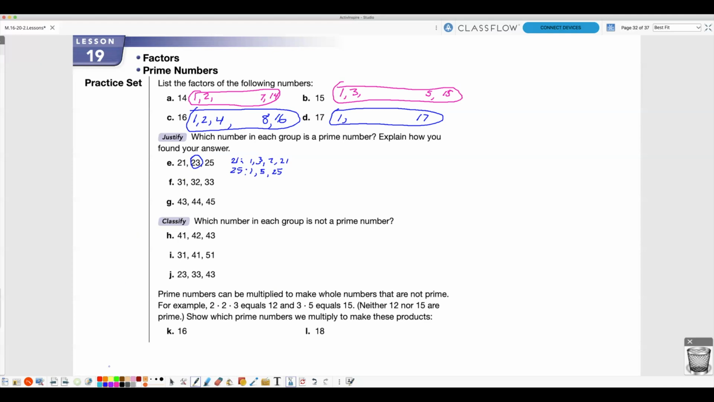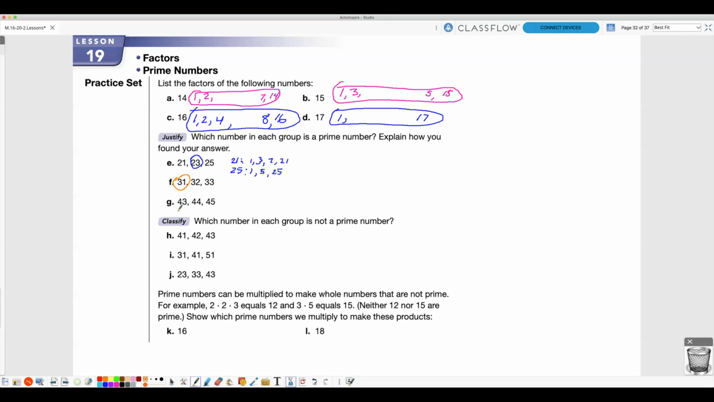Do letter F. 31, 32, and 33. All right, the prime number in this set would be 31. 32 is an even number. Anything ending in 2 is going to be divisible by 2, so therefore, because it already has 3 or more factors, it is not prime. Prime numbers can only have 1 and themselves that they're divisible by. 33 is divisible by 11, if you forgot that. It's divisible by 33 as well, and 1, so it's got 3 factors.